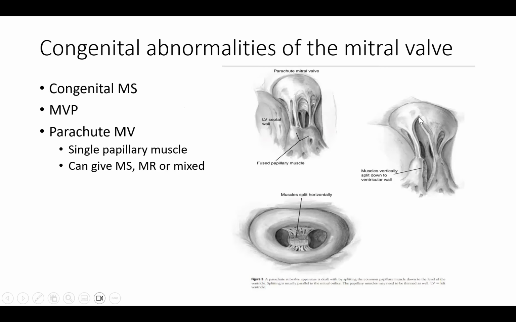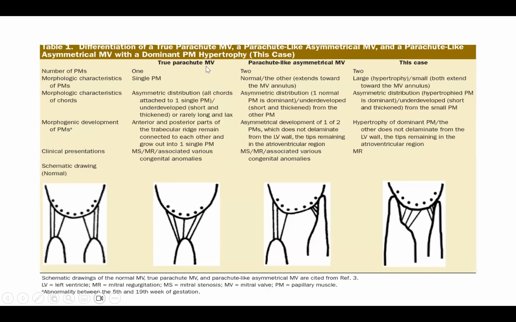And when they do surgical repair, they divide the mitral valve and the papillary muscles, and try to fashion anterior and posterior leaflets. So this is just differentiating true parachute mitral valve, which here in the middle, if you can see my cursor, with the single papillary, this is normal, versus parachute-like and other causes that may look like parachute.